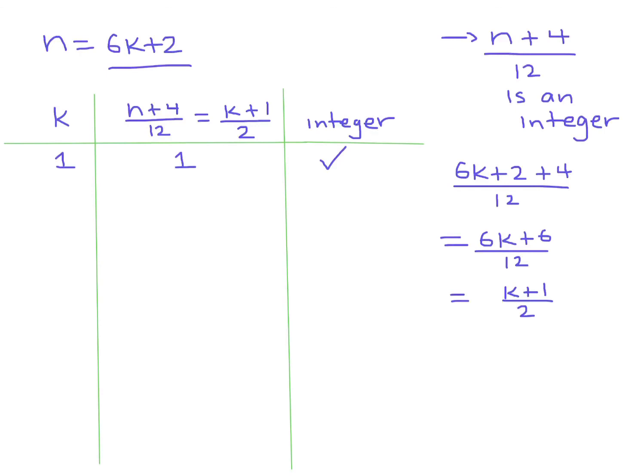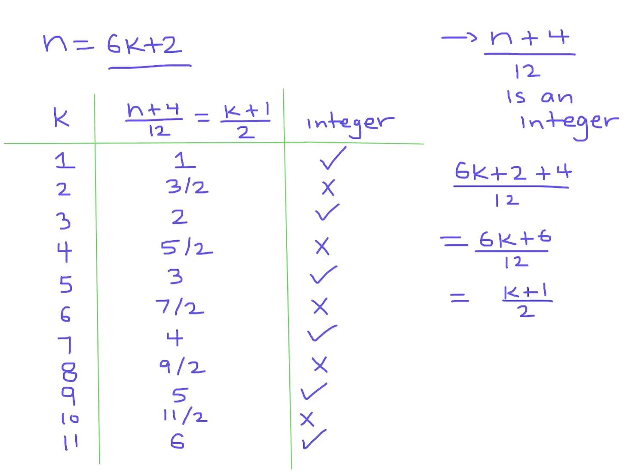Now, when I create this table, I will save you the pain of listening to me calculate the values every single time, and I'll just fill it out for you and come back. So I filled out the table for k equals 1, 2, all the way up to 11. And you'll notice something interesting, that when k is an odd number, such as 1, 3, 5, and so on, this works. n plus 4 divided by 12 becomes an integer.